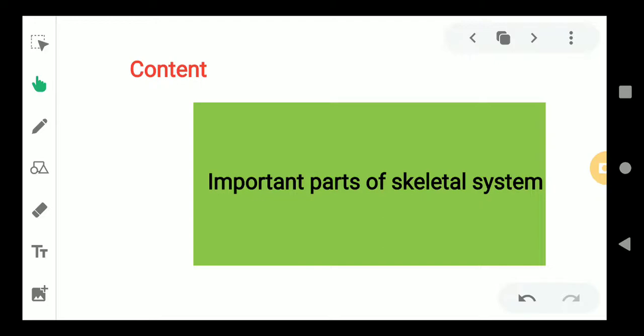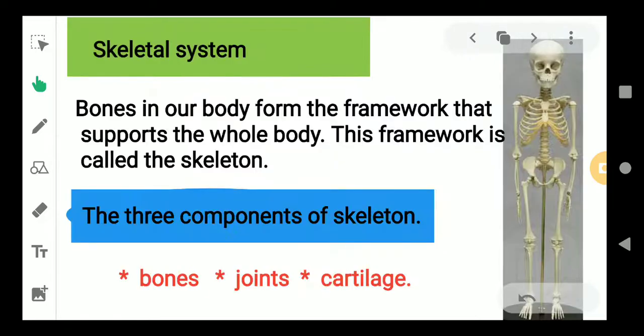In this session, we are going to discuss important parts of the skeletal system. We already discussed the skeleton, cartilage, etc.